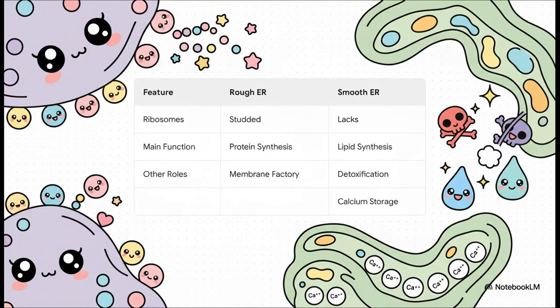So if we zoom in on that first stop, the endoplasmic reticulum, or just ER for short, you'll see it actually comes in two flavors. You've got the rough ER, which is rough because it's studded with all those ribosomes, making it a protein-making powerhouse.